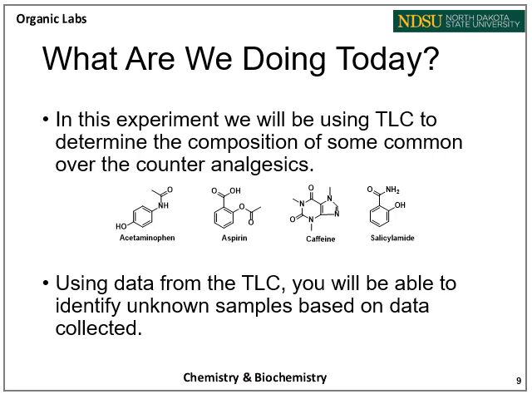In this experiment, we will be using TLC to determine the composition of some common over-the-counter analgesics. You will be given 4 known compounds: acetaminophen, aspirin, caffeine, and salicylamide, and you will take TLCs of all of them, and then you will record their RF values. You will then take TLCs of the analgesics, and then you will tell us exactly which of these compounds are contained in these analgesics. Using the data from the TLC, you should be able to identify these unknown samples based on these RF values that you've collected.